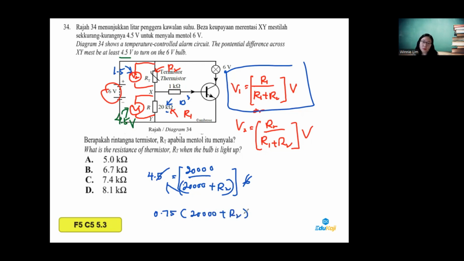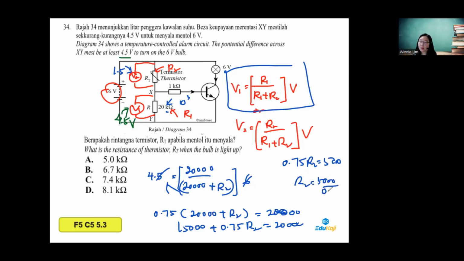Then you type 20,000 plus R2 equals 20,000. Then you will have 1,500 plus 0.75 R2 equals 20,000. Then next you have 0.75 R2 equals 5,000. So you get R2 how much? By using 5,000 divided by 0.75, and you get 6666.67. So it's actually about 6.7 kilo ohm.